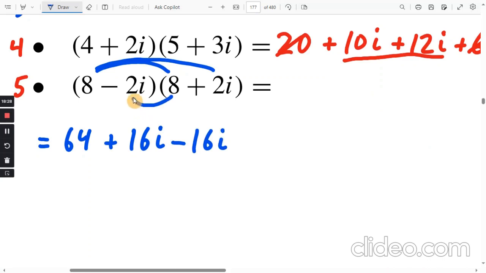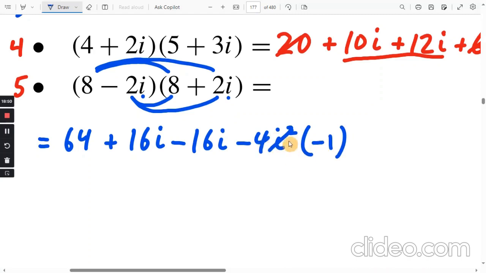And then finally, negative 2i times positive 2i. Negative 2 times 2 is -4. And i times i is i squared. Okay, we said i squared is the equivalent of -1. And of course, -4 times -1 is +4. So I'll make that +4. Okay, combining the likes, the real numbers, 64 plus 4 is 68. And positive 16i, negative 16i, those cancel.